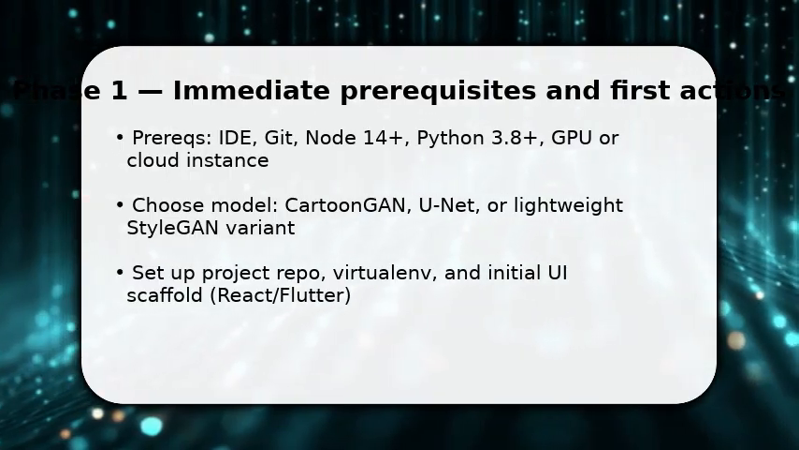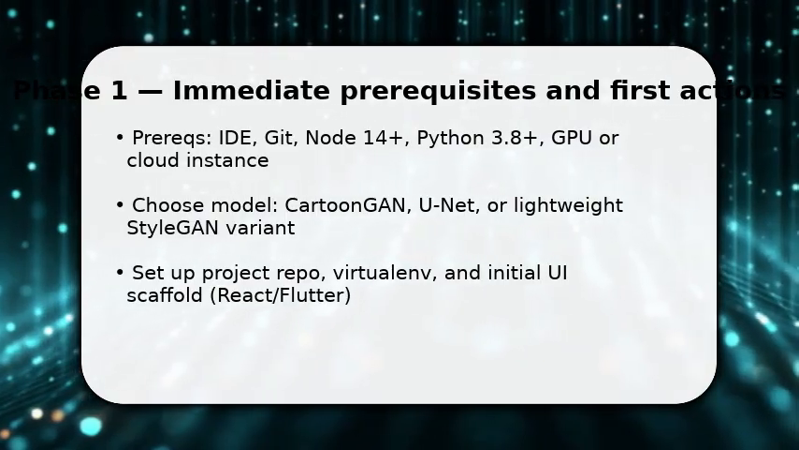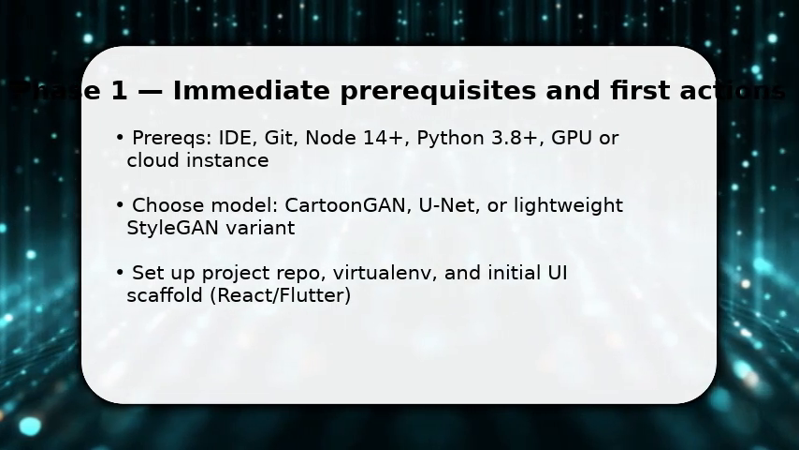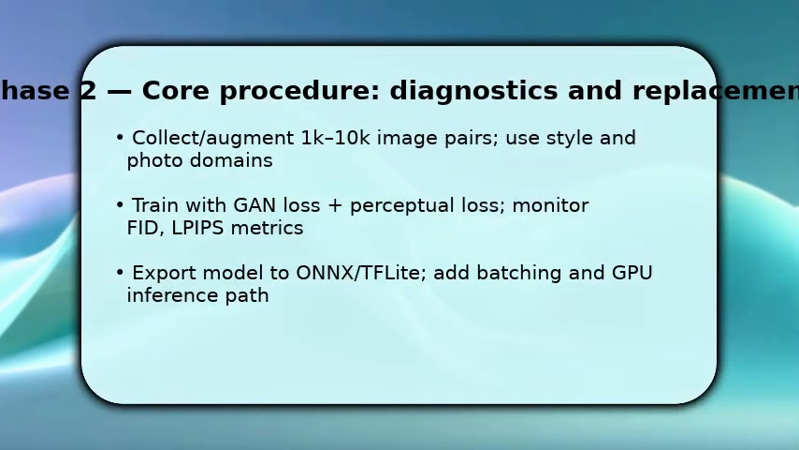Now implement a single pipeline. Load image, preprocess to 256x256, run inference, and display the result. This gets you from 0 to a working loop. Once you have a working loop, focus on data and training.